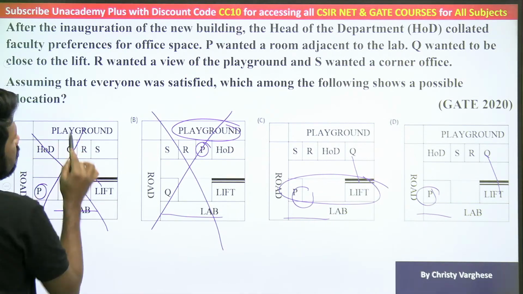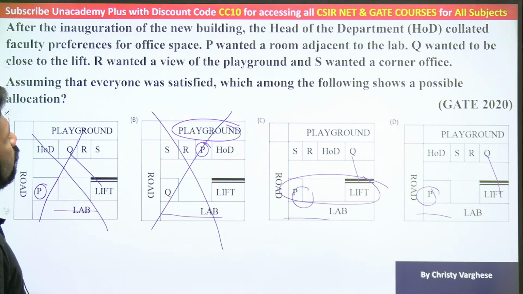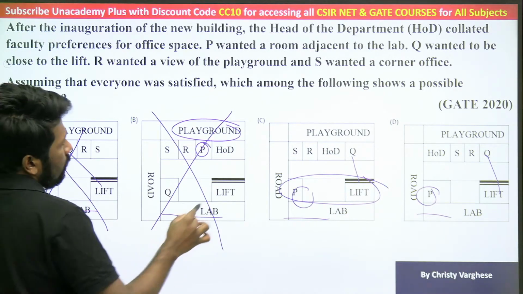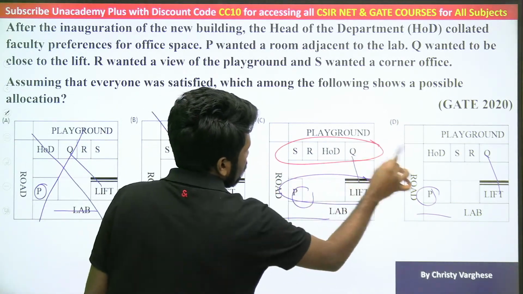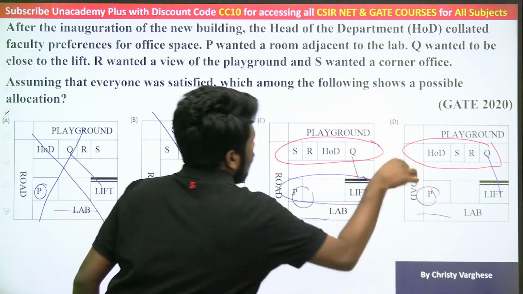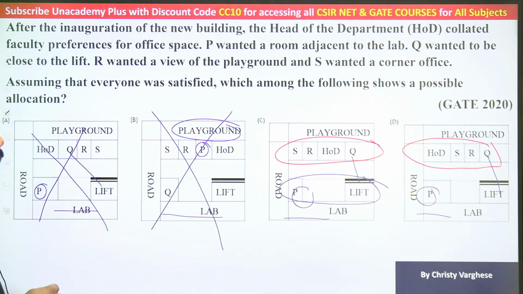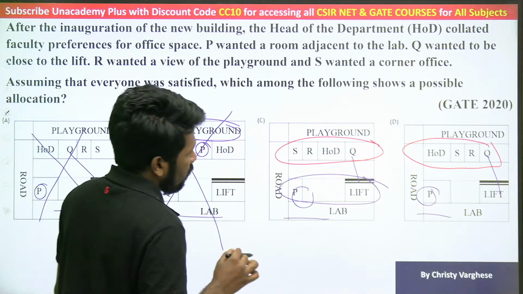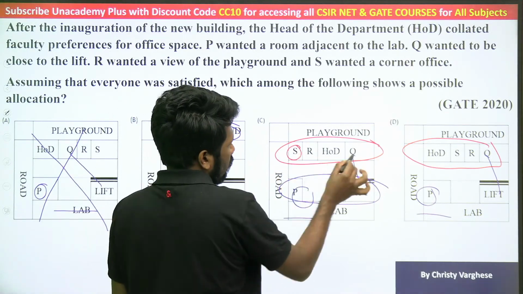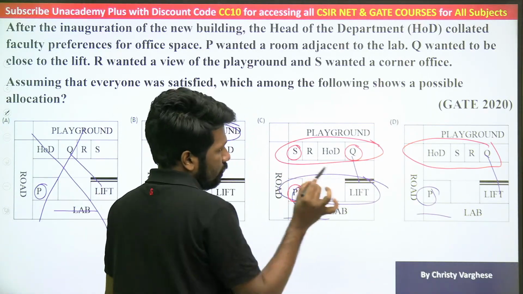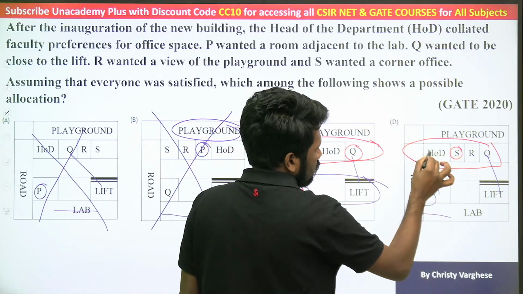Now next sentence, R wanted the view of the playground. Wanted the view of the playground means R should be in this wing. Both the options are saying so. R is in that wing. And S wanted the corner office. Listen very carefully. Corner office means this is a corner office, this is a corner office, this is a corner office. This is not a corner office.